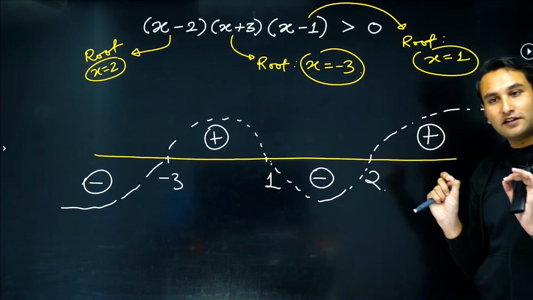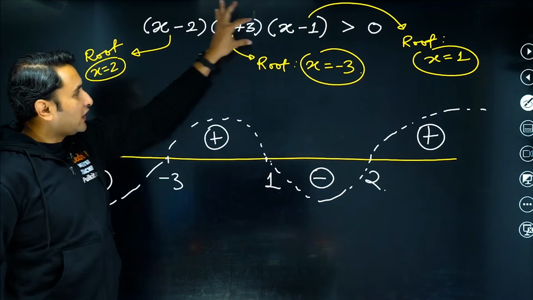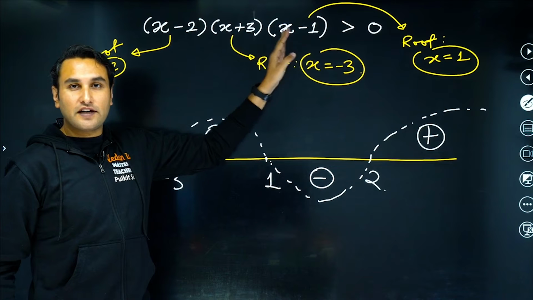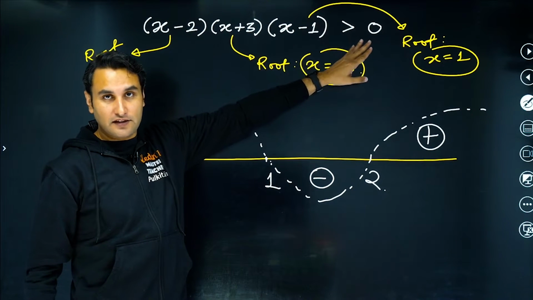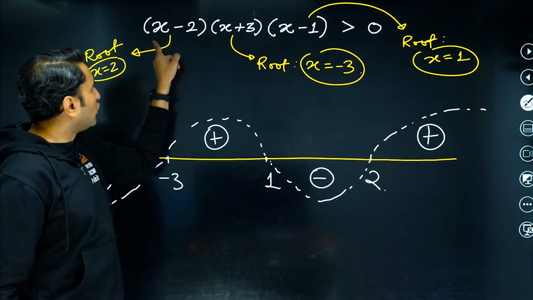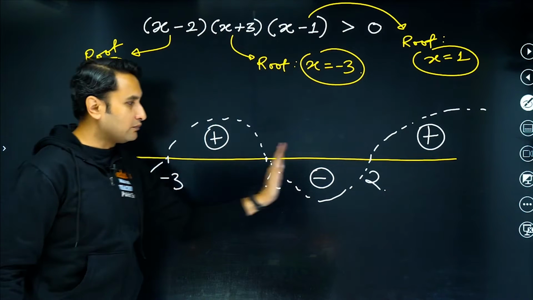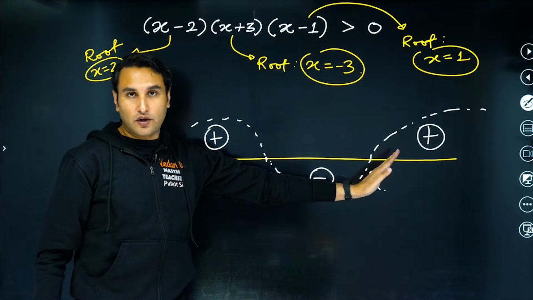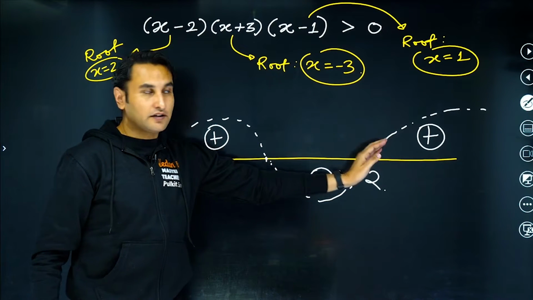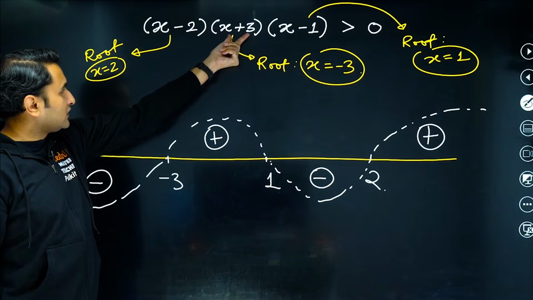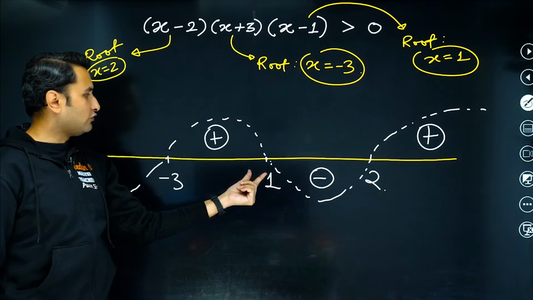But what have we done? Let's revise the steps. Whenever you see a problem like this, where multiple factors are getting multiplied, you have to find greater than or less than 0. Step 1, plot the roots of all the factors individually on the number line in the correct order. Smallest, bigger, biggest. Its root minus 3, its root 2, its root 1.